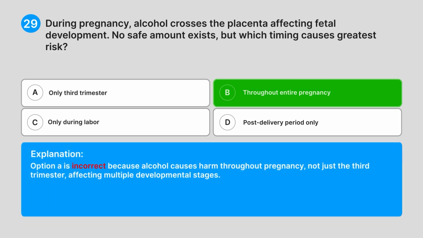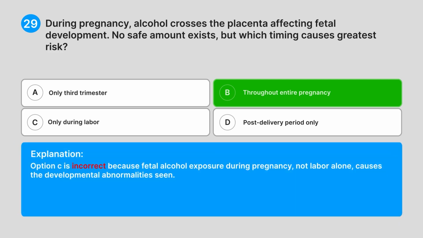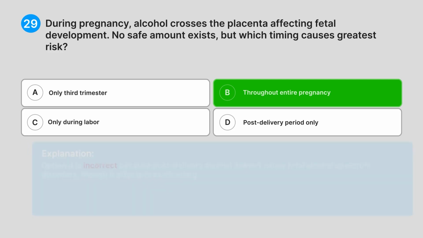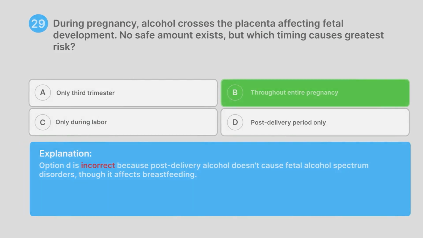Option A is incorrect because alcohol causes harm throughout pregnancy, not just the third trimester, affecting multiple developmental stages. Option C is incorrect because fetal alcohol exposure during pregnancy, not labour alone, causes the developmental abnormalities seen. Option D is incorrect because post-delivery alcohol doesn't cause fetal alcohol spectrum disorders, though it affects breastfeeding.